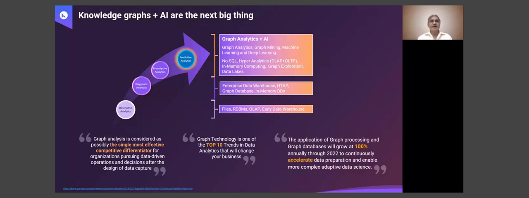There are many kinds of predictive analytics on different kinds of data, but we believe graphs are going to be a very big part of predictive analytics. And that is the space that Katana Graph plays in.